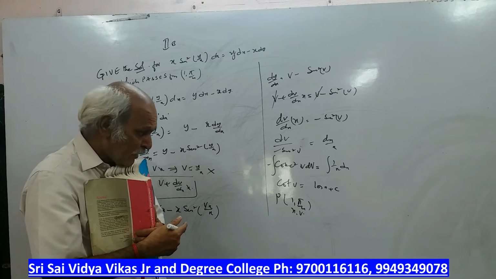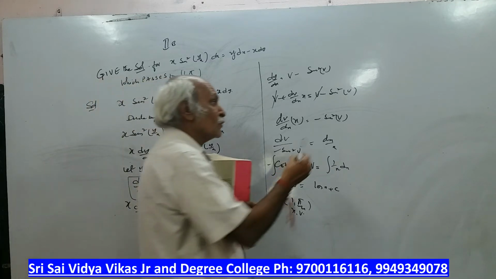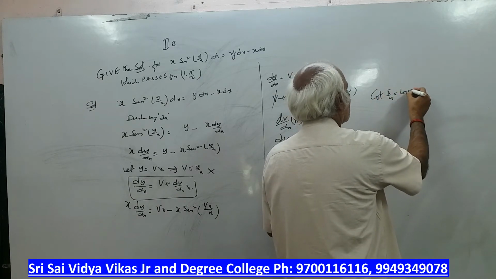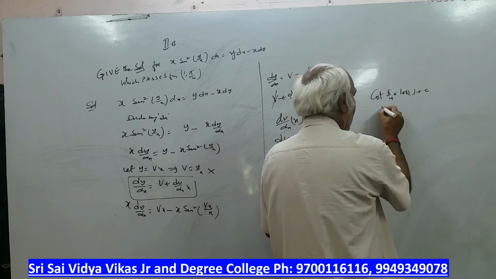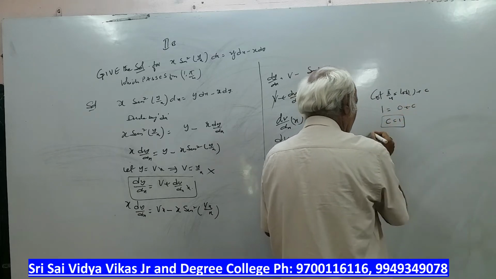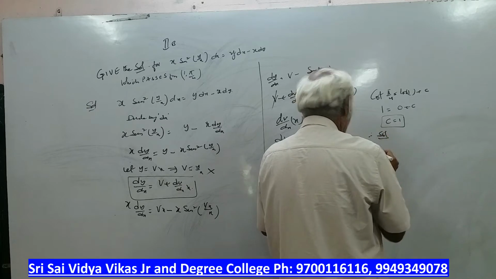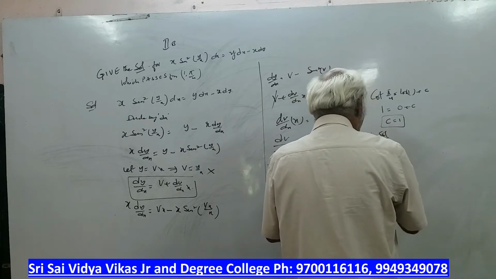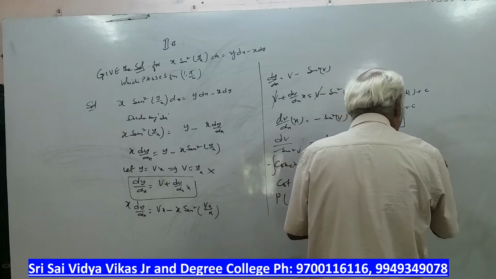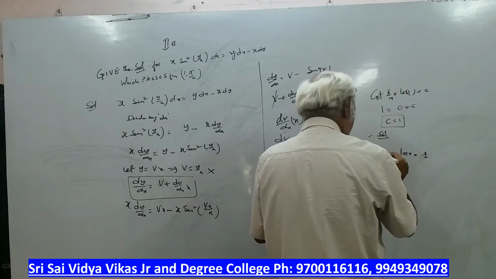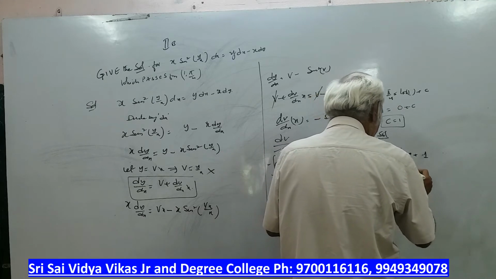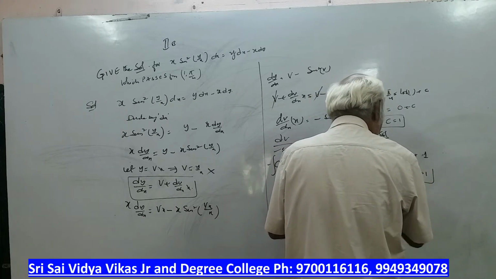What is the x value? 1. And what is the v value? Pi by 4. So what will happen? Cot pi by 4 is equal to log 1 plus c. Cot pi by 4 is 1, log 1 is 0. So what is the c value? 1. Therefore, the solution is cot v is equal to log x plus c. c value we got is 1. Now we put the v value: cot v is equal to log x plus 1.